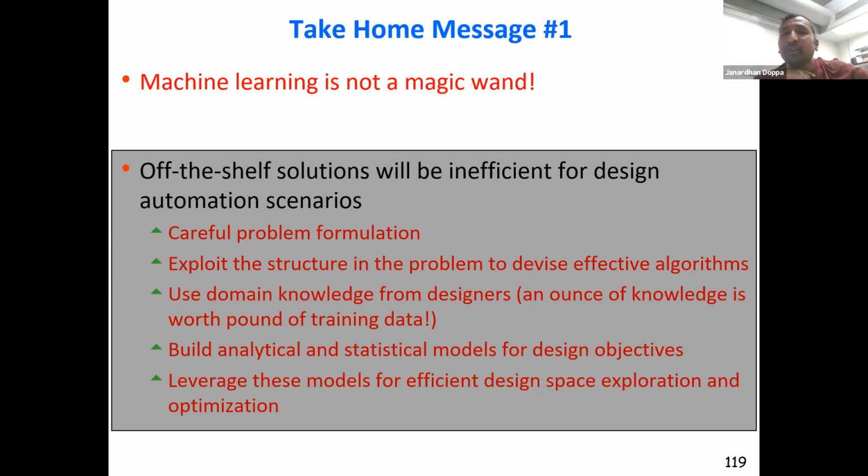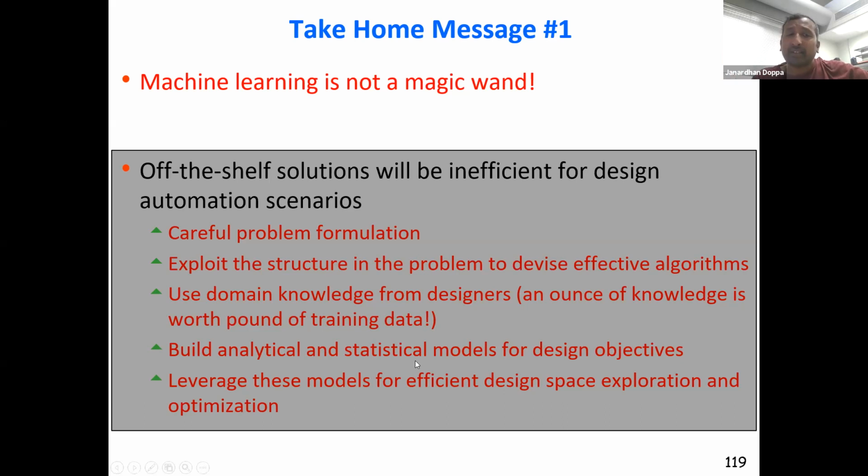Oftentimes, people ignore domain knowledge and think that machine learning algorithms and a whole bunch of training data would solve their problem. In fact, that's not true. Even within the machine learning field, people are moving in the other direction because you cannot get as much training data as you want. So you want to use domain knowledge, the physics of the problem, and so on to design efficient machine learning solutions. You always want to use domain knowledge from the designers, because hardware designers have been designing this for several decades now, and they bring lots and lots of knowledge to the table. So you don't want to throw it away.